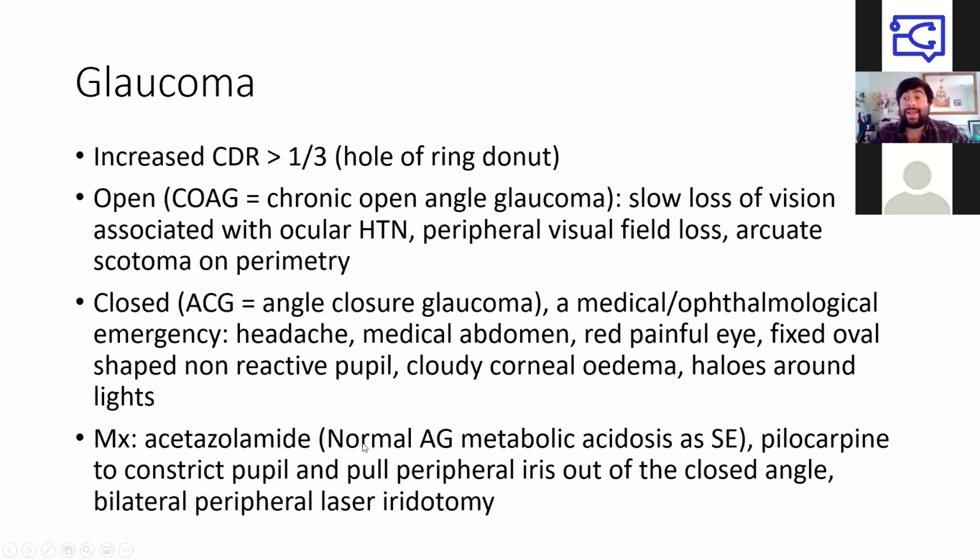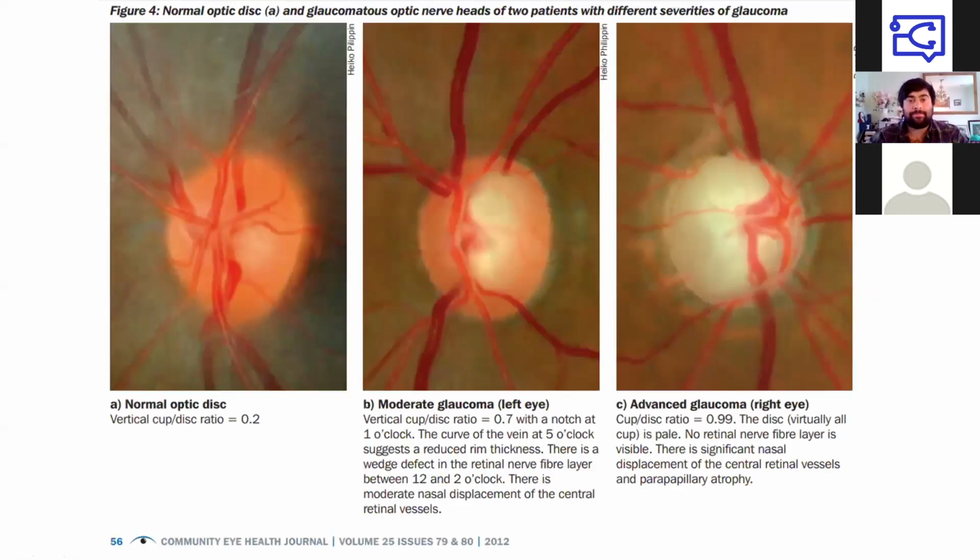The management in angle closure glaucoma is going to be things like acetazolamide, which we mentioned just now, pilocarpine, which will constrict the pupil and pull the peripheral iris out of the closed angle to allow an increased drainage of aqueous humor. And as we mentioned just now, bilateral peripheral laser iridotomy as kind of a definitive form of surgical management. So again, this is the paper that I referenced earlier about optic nerve head changes in glaucoma.